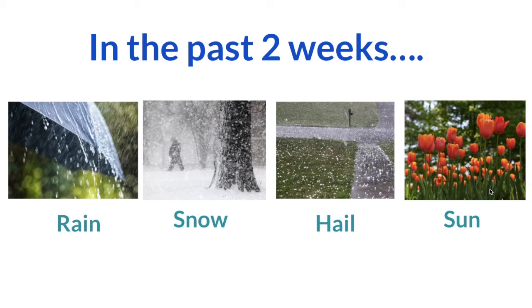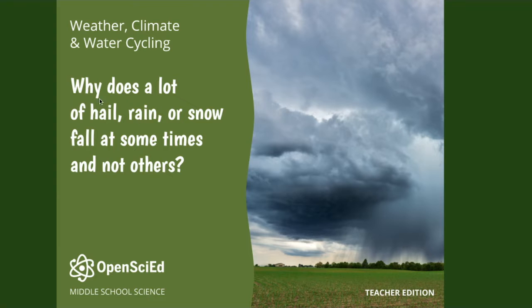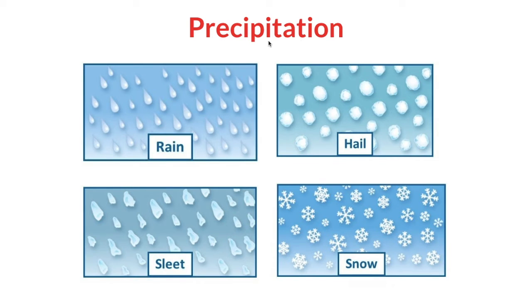It's a great time to be learning about weather because in the past 2 weeks, we've had some crazy weather. We've had rain, snow, hail, which is ice falling from the sky, and sun. You might be asking yourself, why are we having so many different kinds of weather? In this unit, we'll explore why a lot of hail, rain, or snow falls at some times and not others. Here is some important vocabulary you'll need for today's lesson.